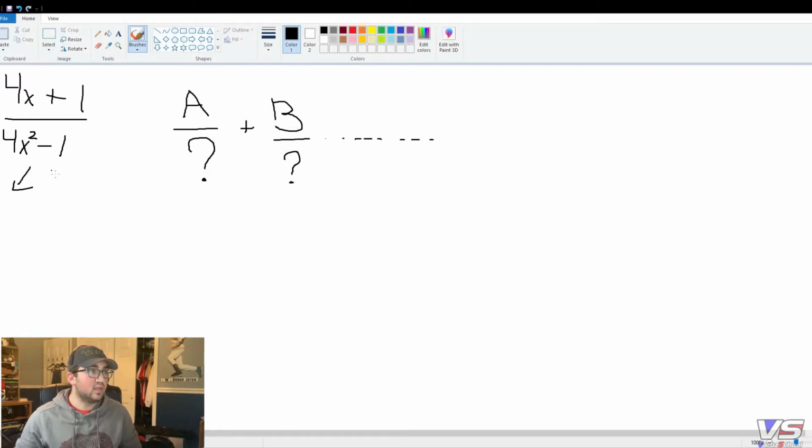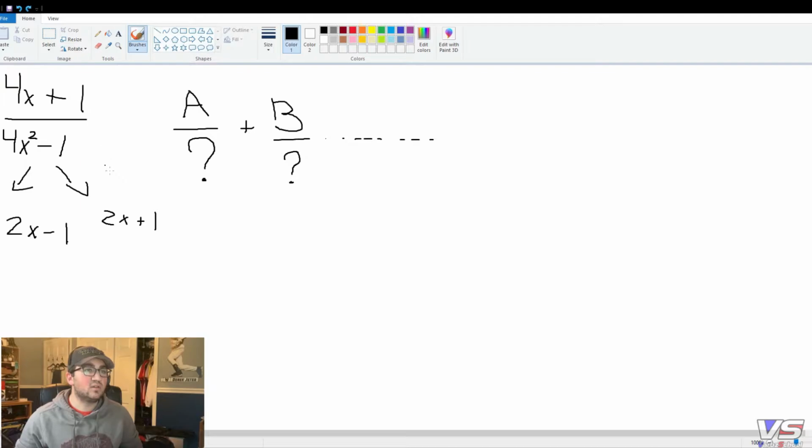We know that 4x squared minus 1 can break down to 2x minus 1 and 2x plus 1. Again, bear with me, this is MS Paint. It's not meant for a cursor, but we'll get through it. So 2x minus 1, 2x plus 1 is what it breaks down to. So that's actually what we're going to be left with.